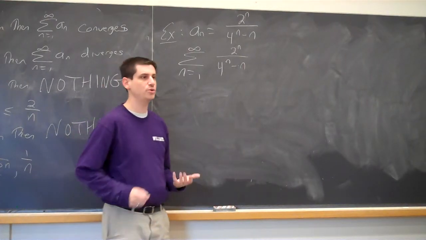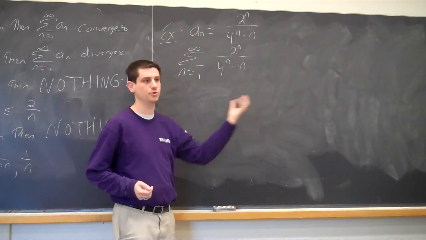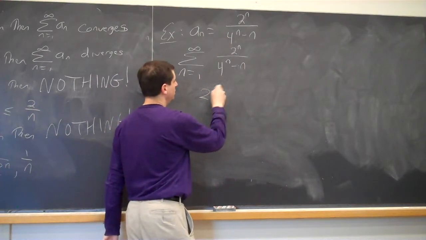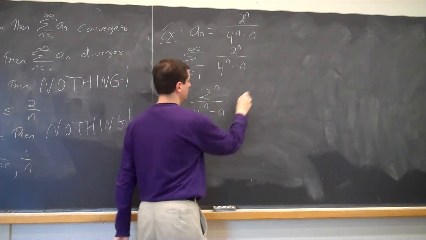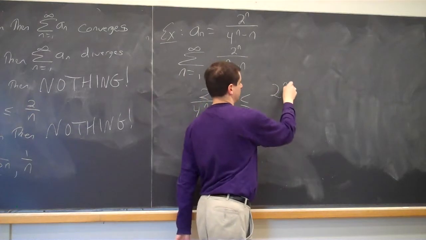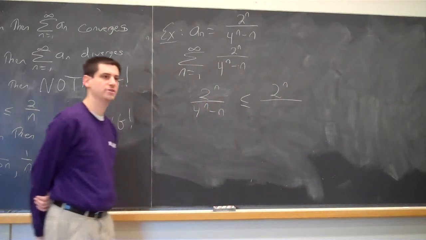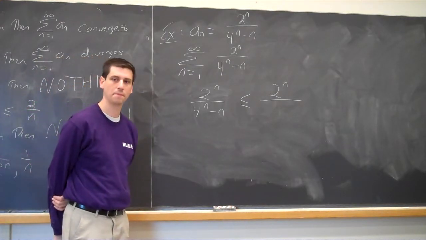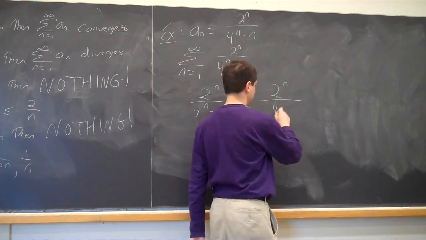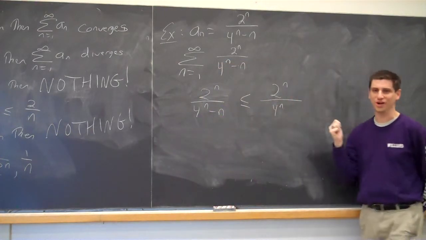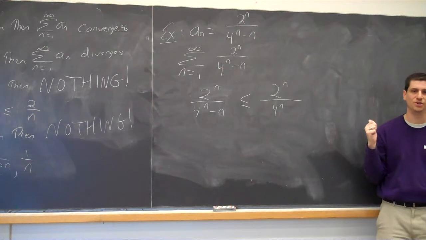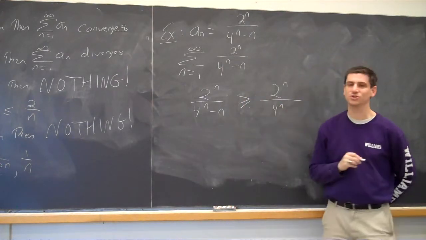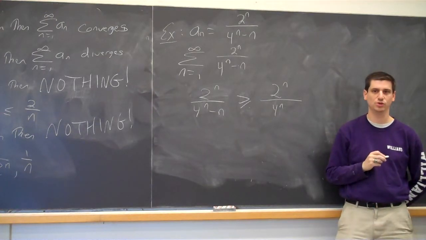Okay. So let's try to think what we should compare it to. So should I compare it to something larger or smaller? Larger. So I want to compare, so I have 2 to the n over 4 to the n minus n. What's a good comparison for the denominator? 4 to the n. Well, if I do 4 to the n, does the comparison go this way? No. So if I do it this way, unfortunately, the comparison now goes like this. And so we lose.